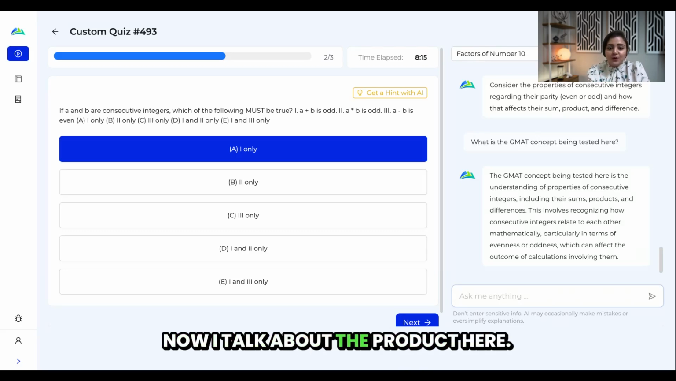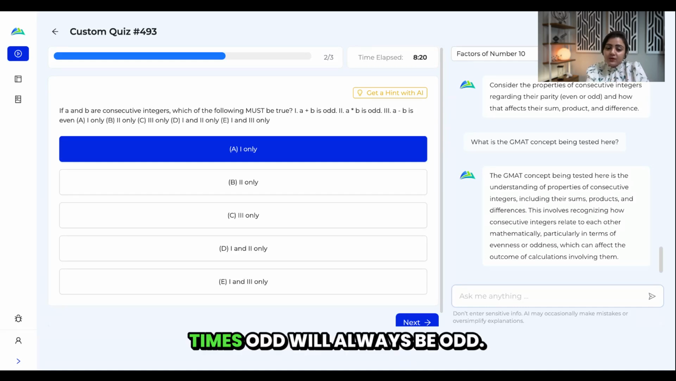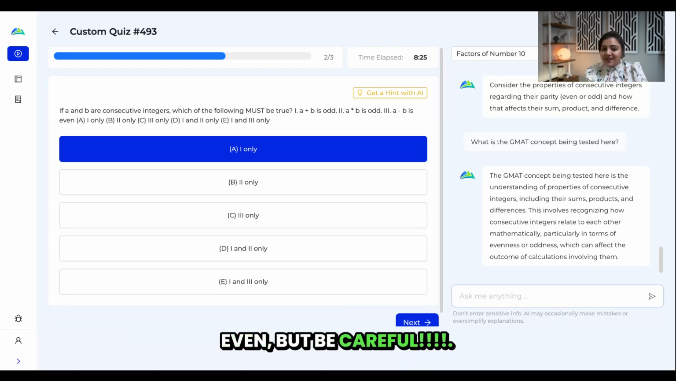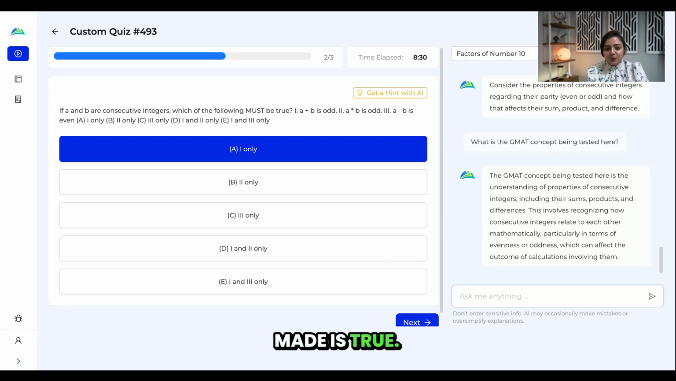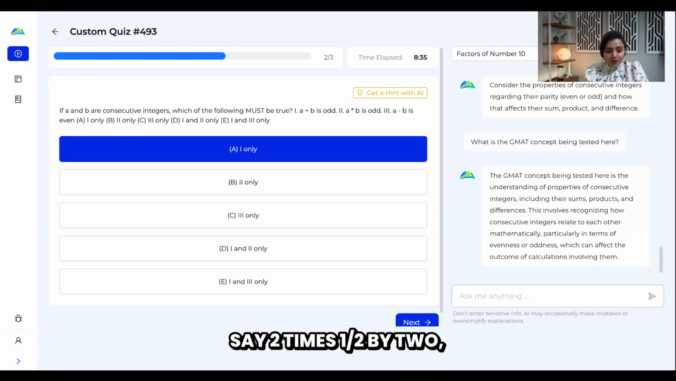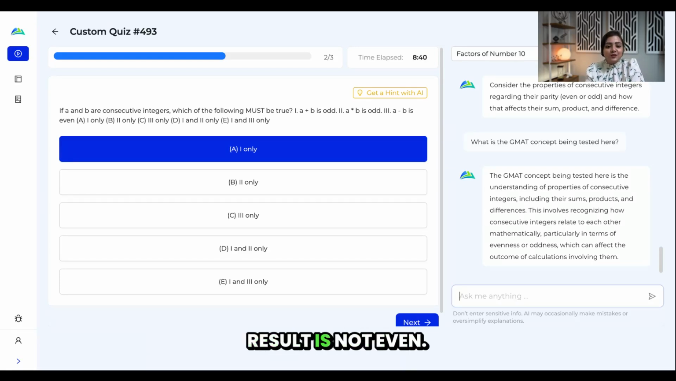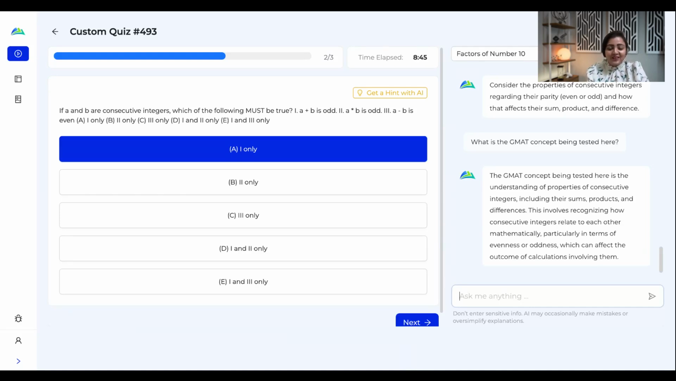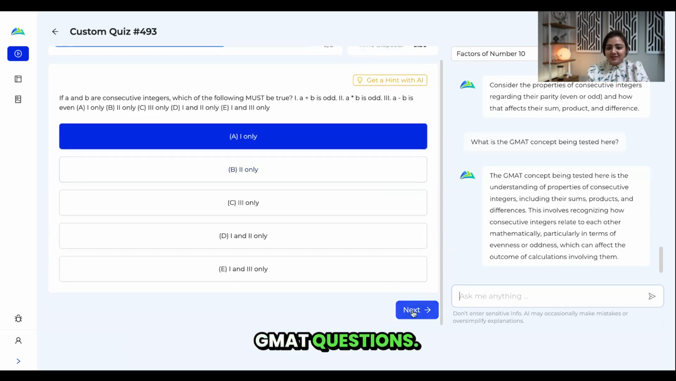Now, I talk about the product here. Even times anything will be even. Odd times odd will always be odd. So even times odd or even times even will be even, but be careful. If we are dealing with integers, then the statement that I made is true. But if I'm not dealing with integers, like say 2 times 1 by 2, the result is 1. So although I'm multiplying 2 with something, the result is not even, it's 1, because the something is not an integer, it's 1 by 2. Right? So keep these things in mind when you're dealing with GMAT questions.